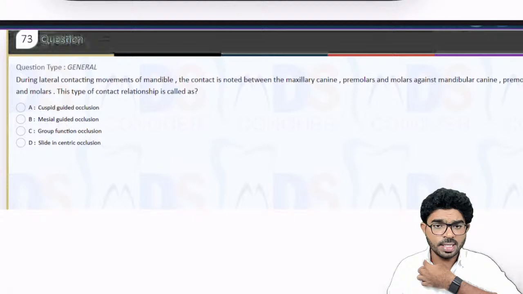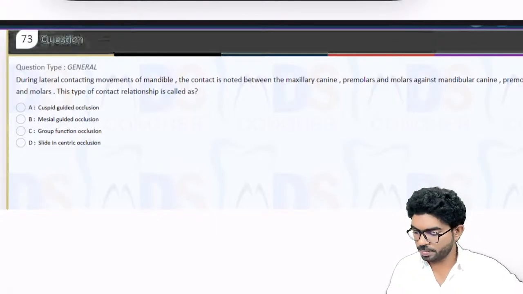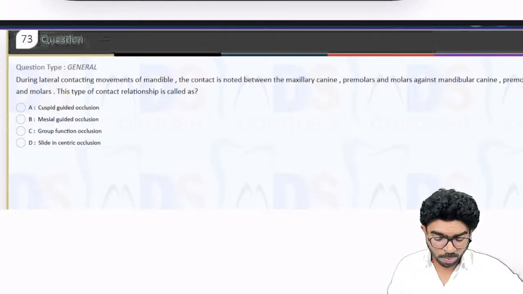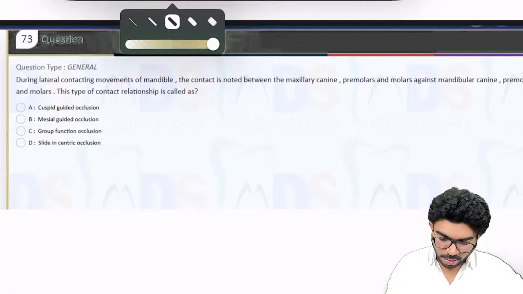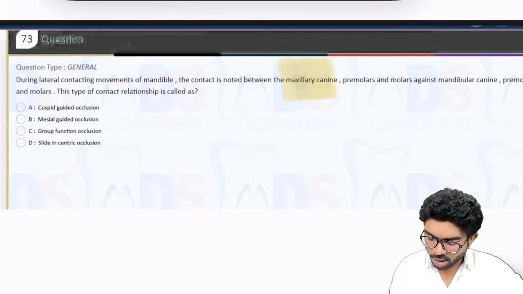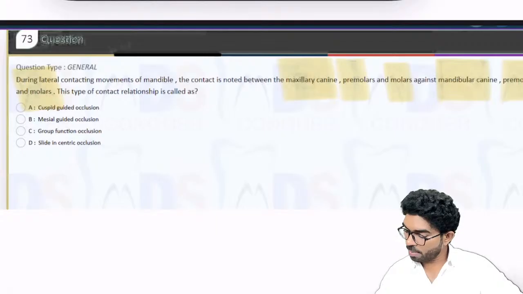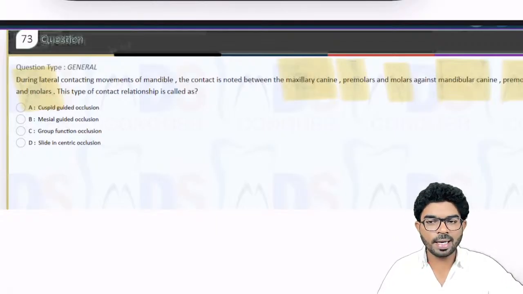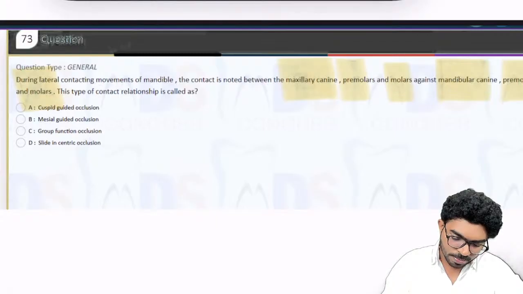Again, types of occlusion I have discussed, and a smart video is given by me. I was particularly focusing on canine guided occlusion and group function occlusion. During lateral contact movements of the mandible, contact was noted between the maxillary canine, premolar and molar against the opposite canine, premolar and molar. It is simply telling that a group of teeth are contacting the opposing teeth. So that is called group functional occlusion.